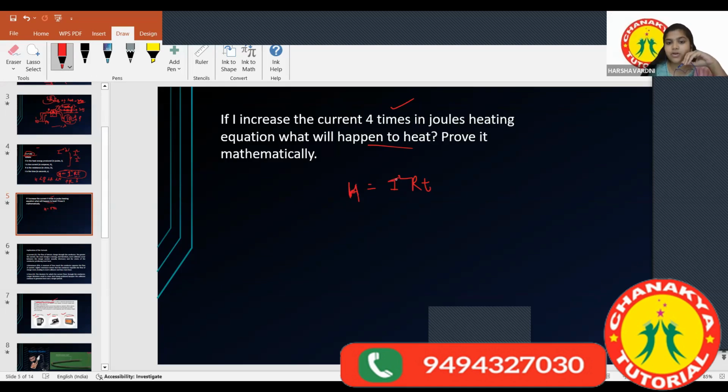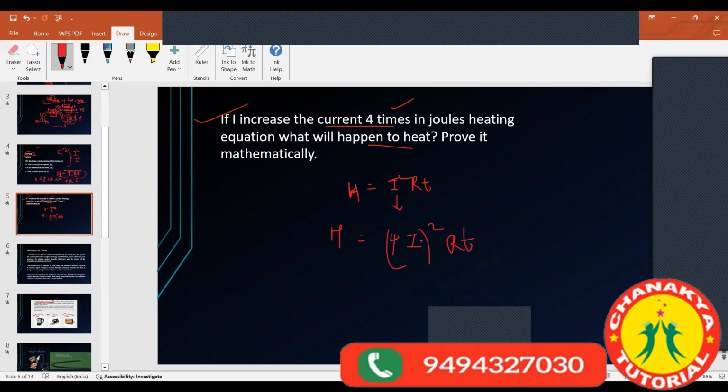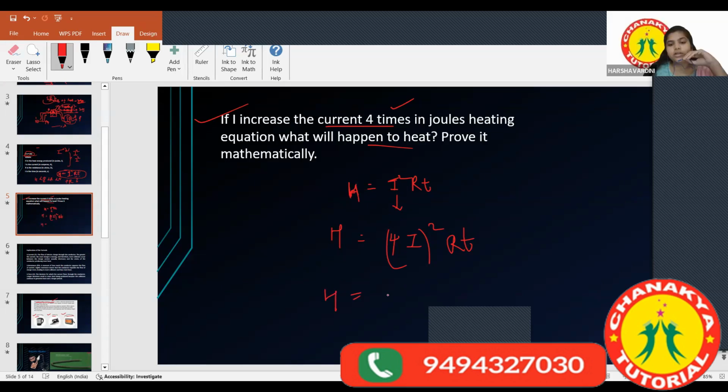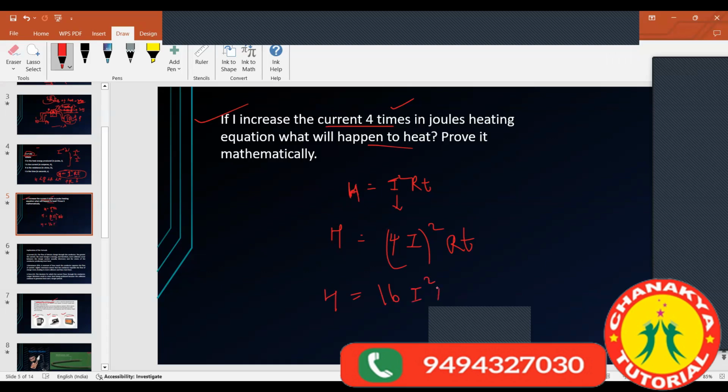So yesterday we made a small mistake in one step. Here the question is, if I increase the current 4 times. What is current? I, right? So I am increasing the current 4 times. So it's basically I square RT. Am I right? So it's 4 into I square RT. Now, what is 4 square? 16. I square RT.